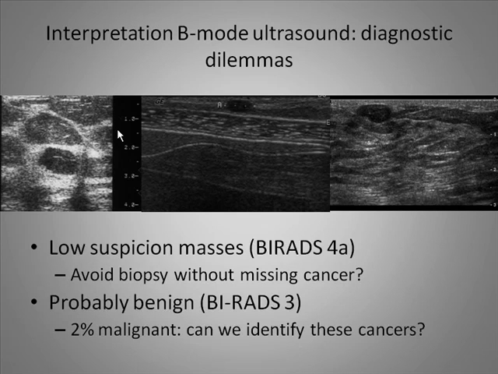However, many times B-mode ultrasound presents us with diagnostic dilemmas, mostly for masses that are low suspicion. And in these cases, a variety of ovoid hypoechoic masses, all of which are cancer, we would like to biopsy all of the ones that are going to be malignant, but if possible, we would like to exclude the many cases that look exactly like this that turn out to be benign.